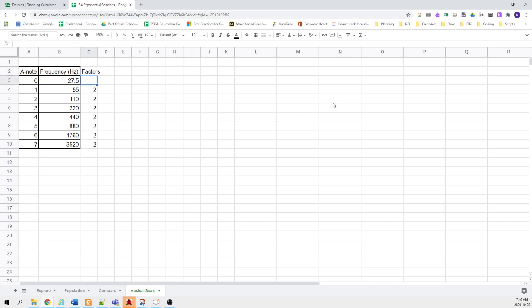So this is exponential growth. We could plot these points and then take a look at a graph in Desmos if we wanted to.